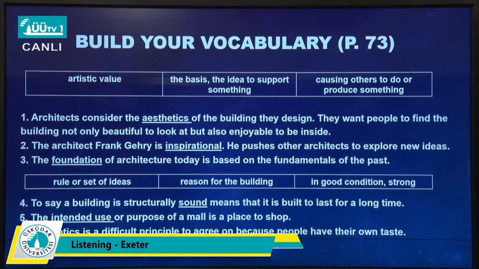And number 5, the intended use, we talked about this earlier, or purpose of a mall is a place to shop. So it means reason. Number 6, aesthetics is a difficult principle to agree on because people have their own taste. So principle means rule or set of ideas.